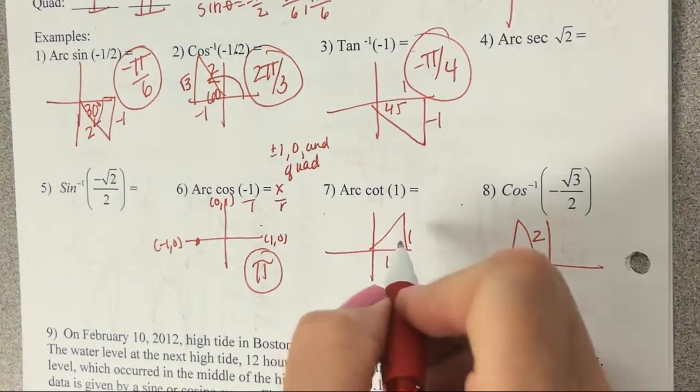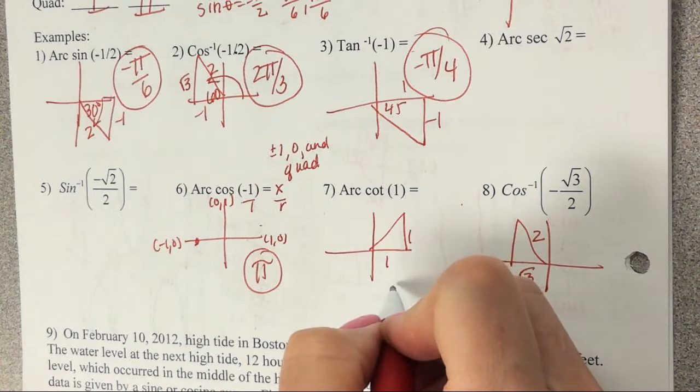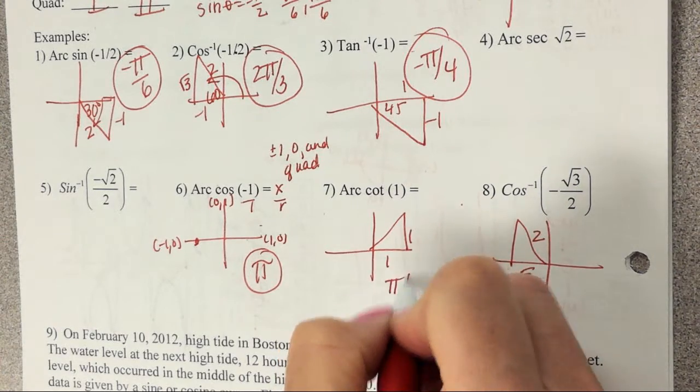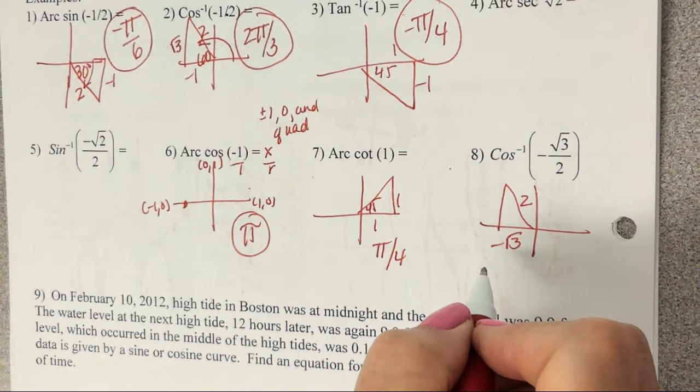Okay, so you should have it by now. These should be pretty quick problems. Lydia, what'd you get for arc cotangent of 1? Pi over 4 is correct. We have a 45-degree reference. And what about number 8?